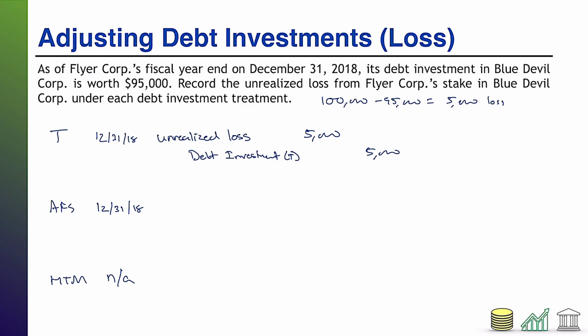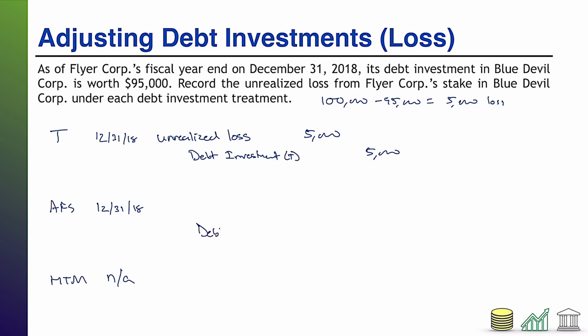Which now brings us to this middle ground, this available for sale investment. We still have a loss, and we still have the debt investment value going down. But remember, the key difference is the loss is not going to run through the income statement. And so how do we deal with that?